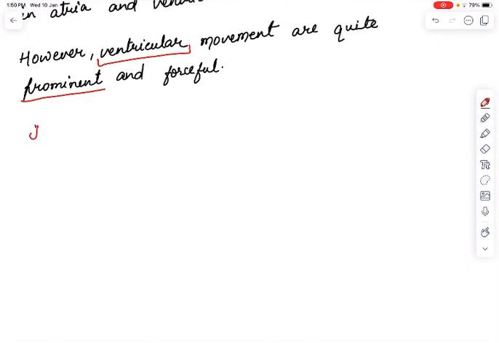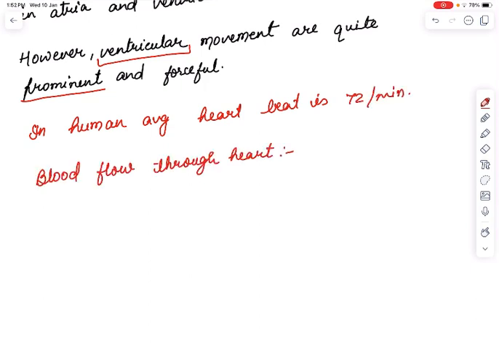In humans, the average heartbeat is 72 times per minute. Now let's explain how the blood will flow through the heart.